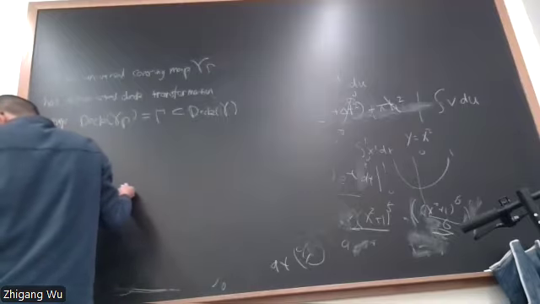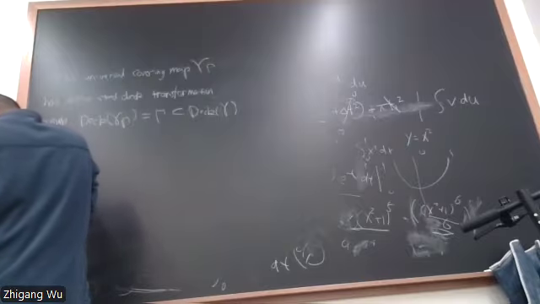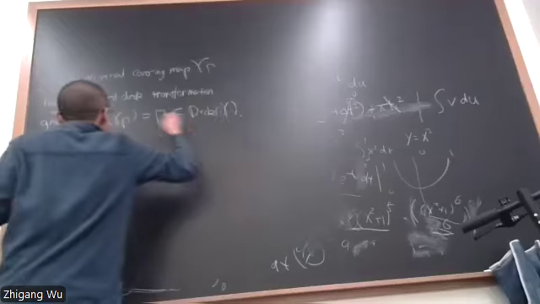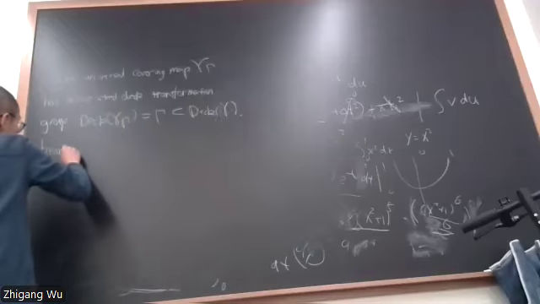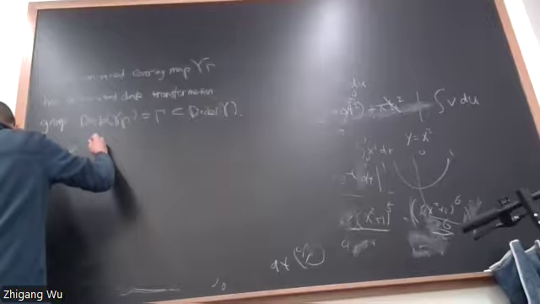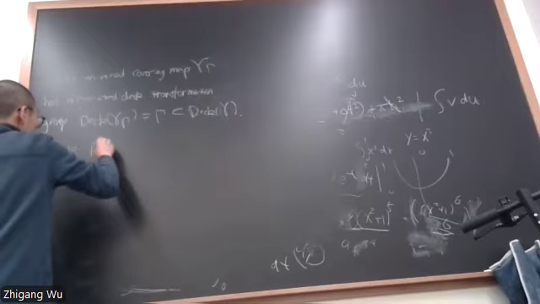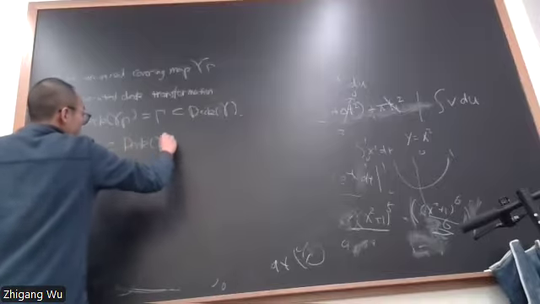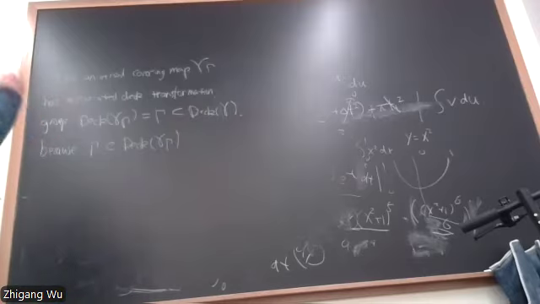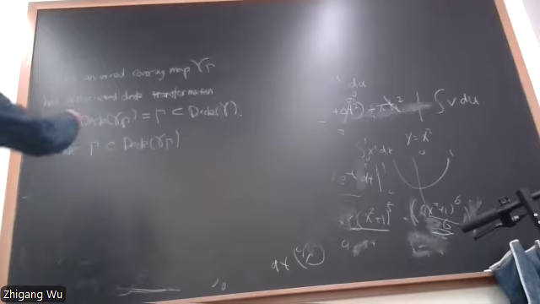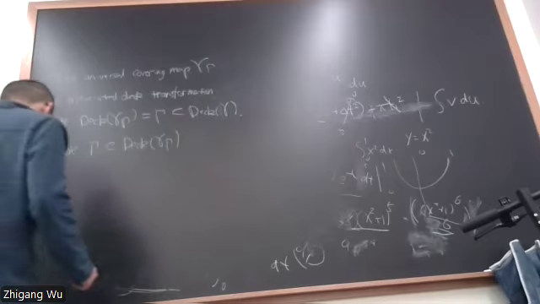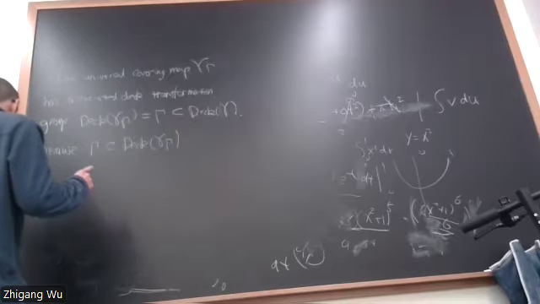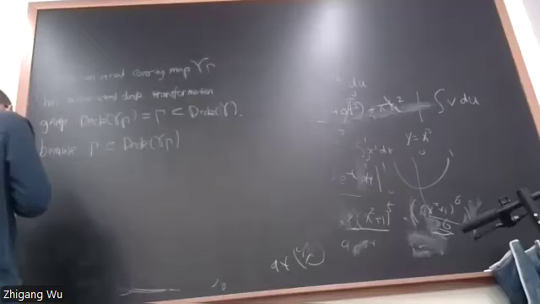Okay. Because gamma is contained in the deck transformation group of this division by m. So this covering map is defined by just dividing z by m for the covering map.